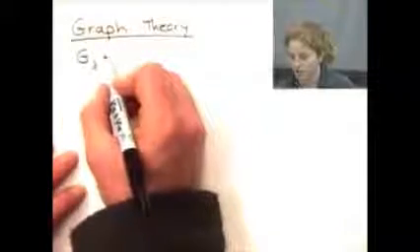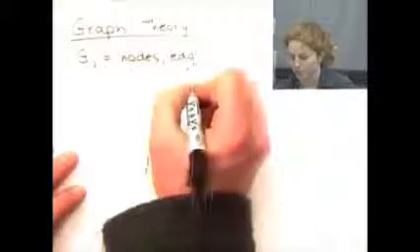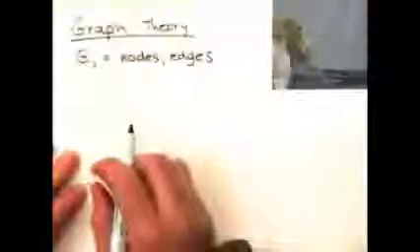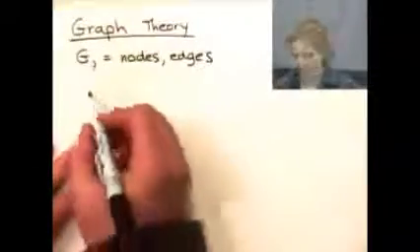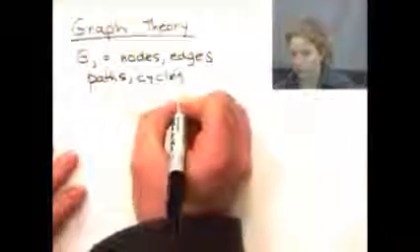So we'll just do a summary of graph theory, and then I'll do some review of some other topics that we have. So a graph, usually represented by G, is a set of nodes and edges that join them. And we have paths. We need to know what paths are, and cycles.